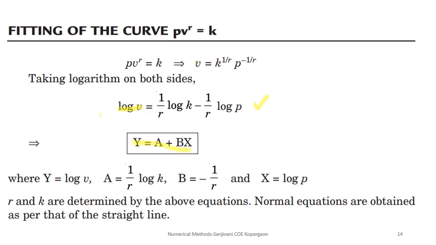So y is equal to a plus bx. This will give y is equal to log V, a is equal to 1 by gamma log K, and b is equal to minus 1 by gamma, where x is equal to log P.